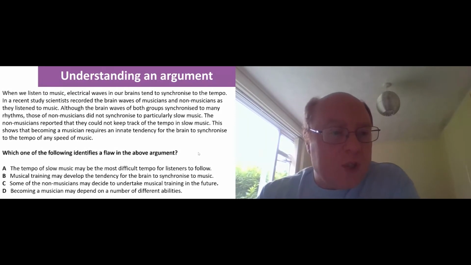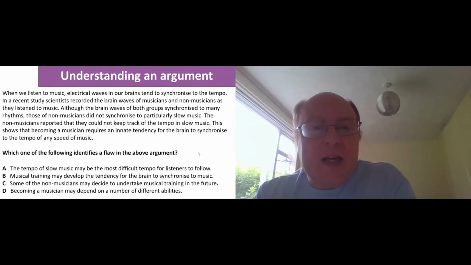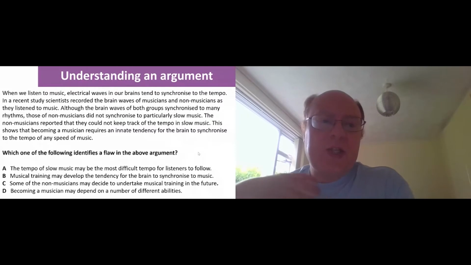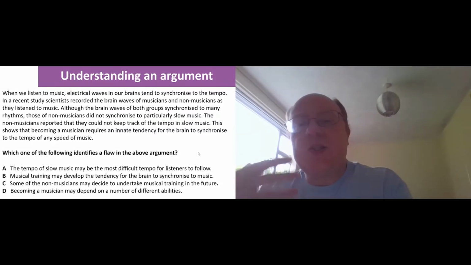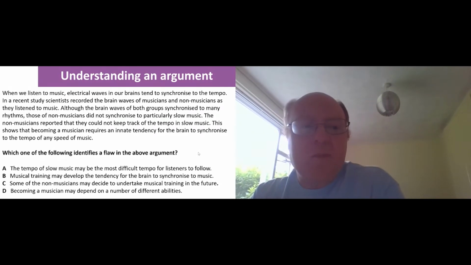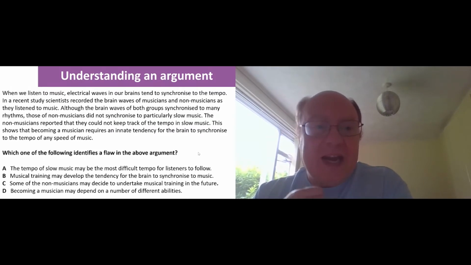And you can see there are 4 options there. So it's actually sort of arguing that musicians seem to be able to synchronize to the tempo of music, whereas non-musicians, those who aren't musically trained, have a particular inability to synchronize and find particular difficulty in synchronizing to slow music. They can't keep track of that tempo. And so it argues that musicians have an innate ability for the brain to synchronize to the tempo of any speed of music, which non-musicians lack. So looking at the options, which of those actually identifies a flaw in the above argument?